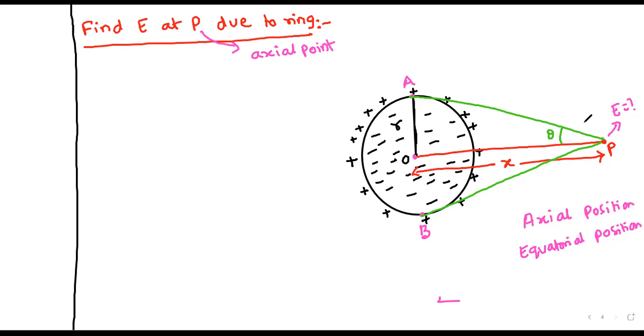Wherever I want to find the electric field, at that place I'll keep a test charge. Now let us consider an infinitesimally small element having a charge dq. With this infinitesimally small element, let us consider that a small electric field is acting at point P.